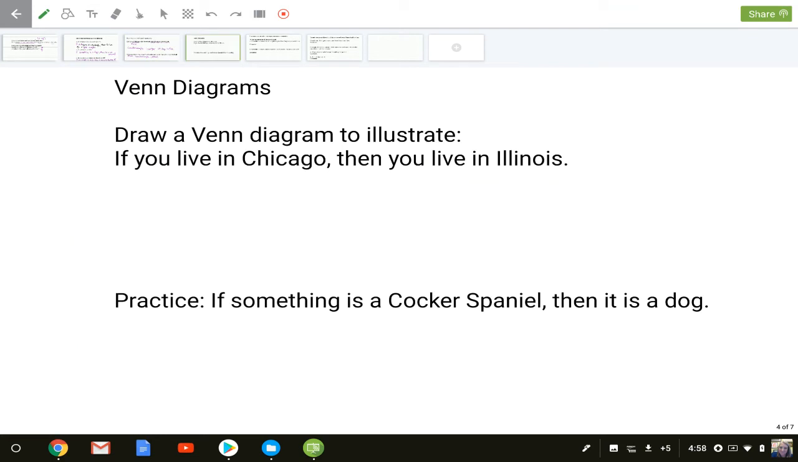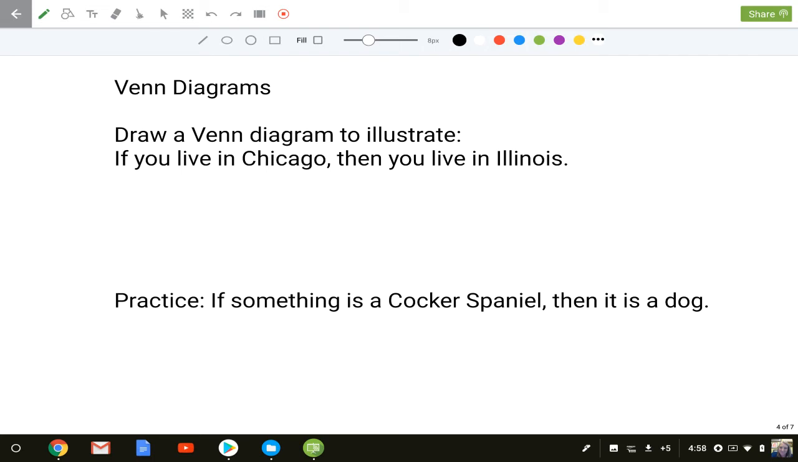Okay, the next thing we're going to do in this section is make Venn diagrams. A Venn diagram is a visual representation of what we're reading. The first example we're going to look at is: if you live in Chicago, then you live in Illinois. With a Venn diagram, let me get a picture up here.